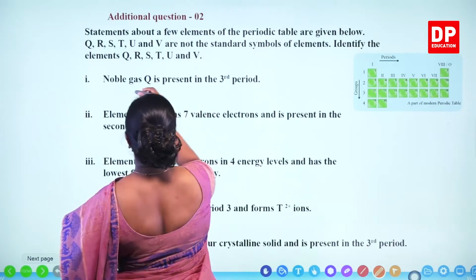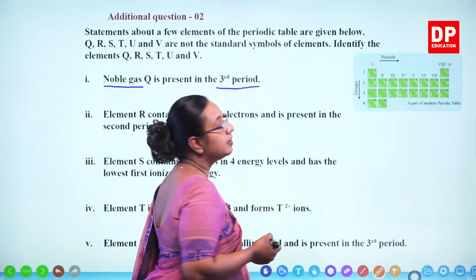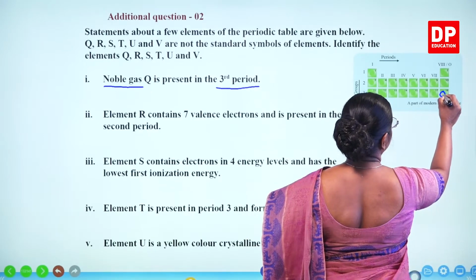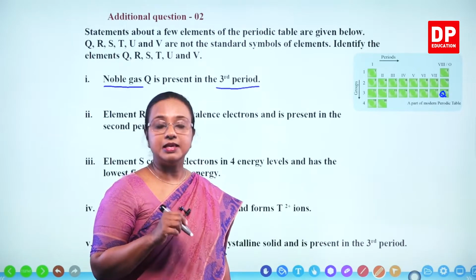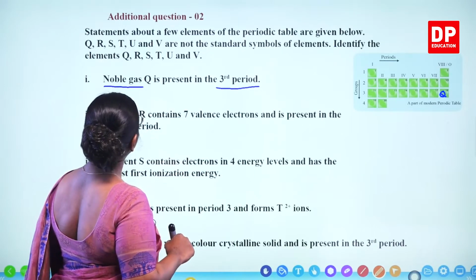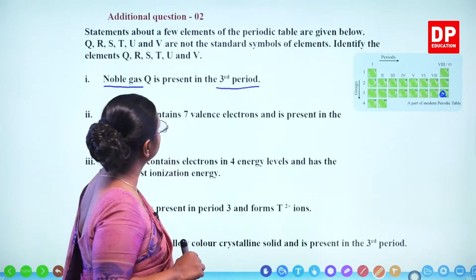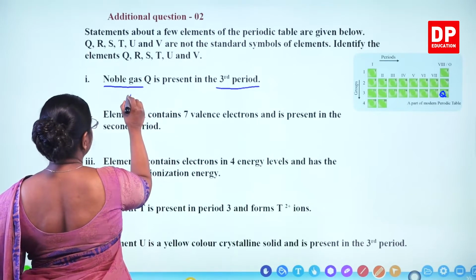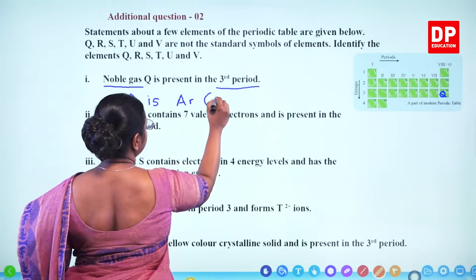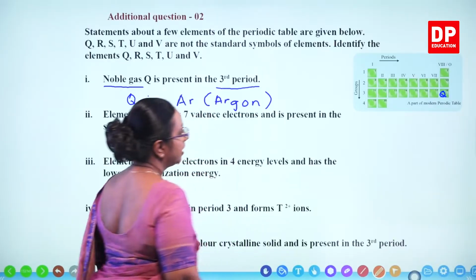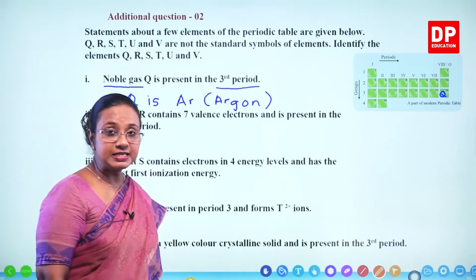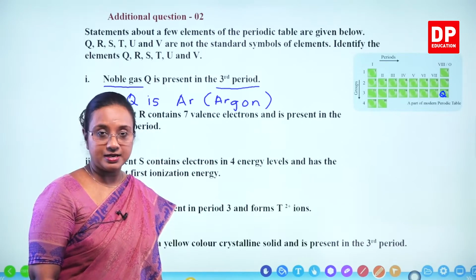Here they say Q is a noble gas belonging to the third period. So it has to be this particular element, and that has to be Q. Again, we don't use the real symbol. We have to use the symbol given, but they have asked you to identify the elements Q, R, S, T, U and V. So here Q is argon. In brackets, I write this is argon. When you answer the question, you can just directly write it as Ar or argon. But here, for you all to understand and practice, I am writing a complete answer.